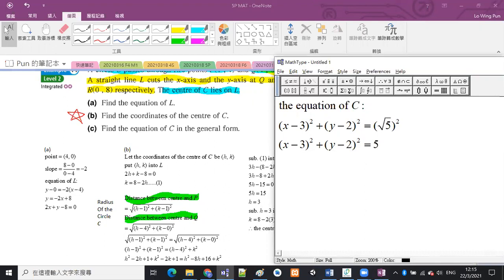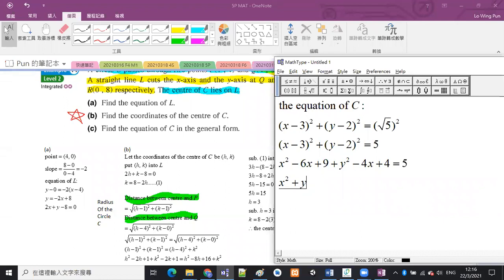But the question asks you to find the equation of C in the general form, which means that we need to expand all the bracket. Okay, it's x squared.